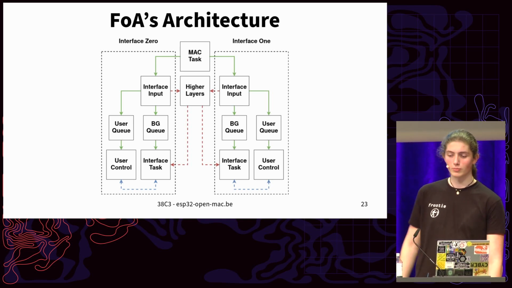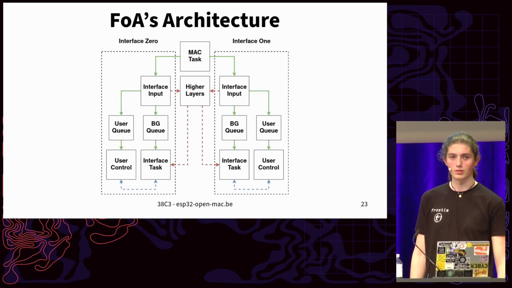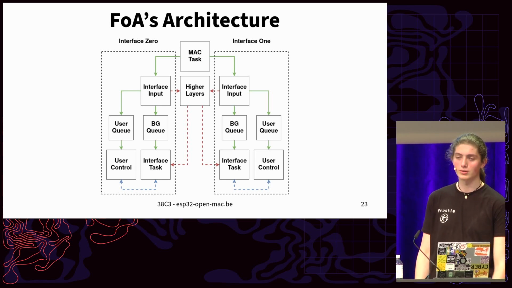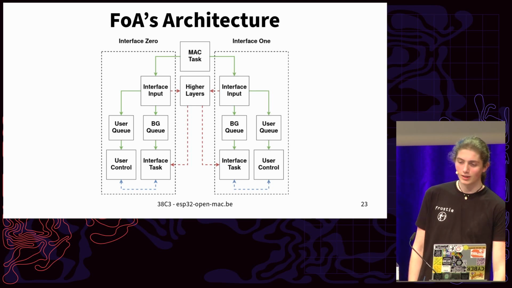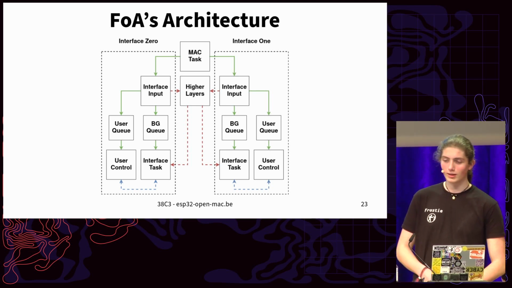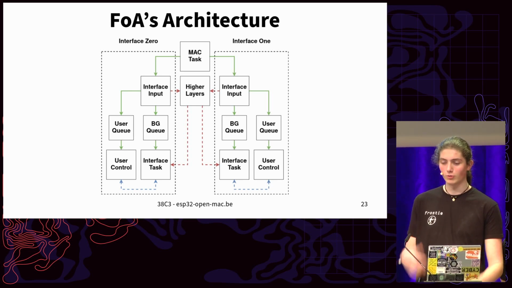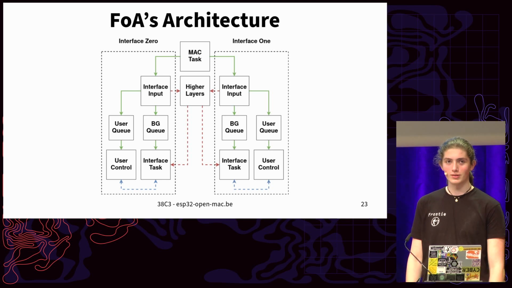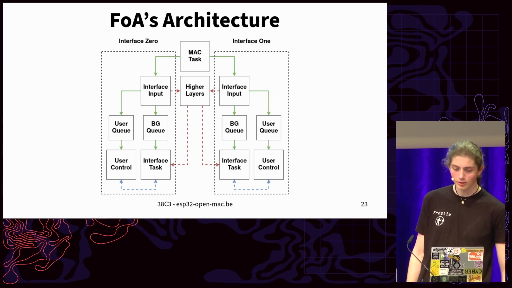This blue arrow at the bottom means that the user control influences the interface task. So if the user says connect to this network, and it succeeds, then the user control will tell the interface task that that operation was successful, and we're now connected. And the dotted red line from the higher layers to the interface task basically means if the higher layers want to transmit a packet, so an outbound packet, it will arrive at the interface task, which will then wrap it into a data frame and then pass it onto the hardware.